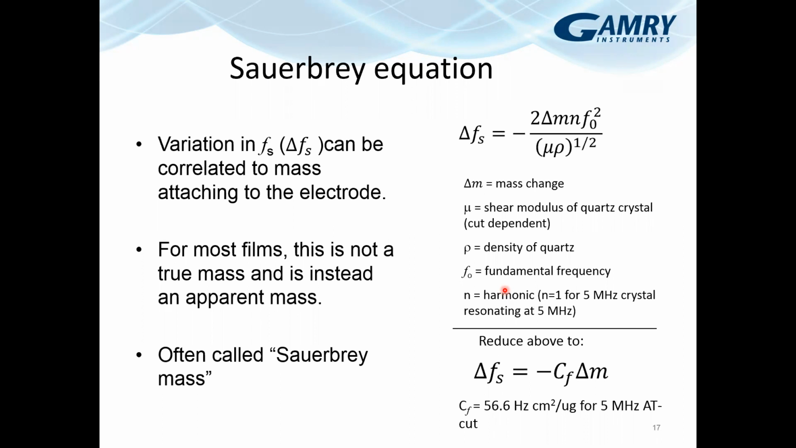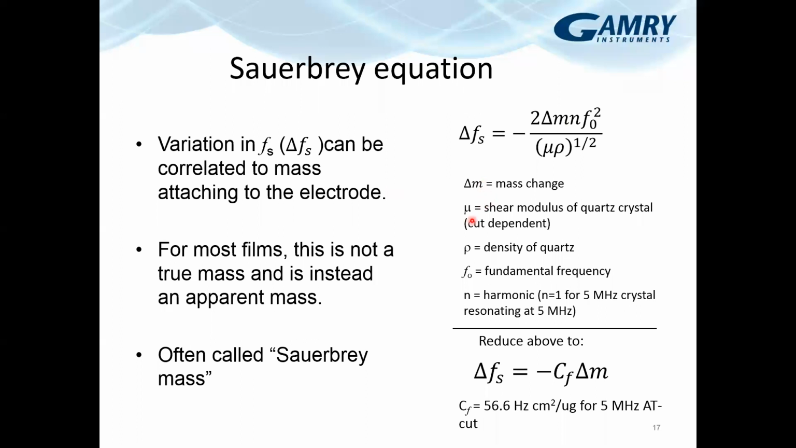It was realized by a guy a while ago. His last name was Sauerbrey, and what it's telling you is that the variation in frequency, the series frequency shift, what you measure with the QCM, this delta FS, is essentially going to be proportional to a bunch of constants and a mass change. So if you look at this list here, delta M is the mass change. So that's the mass of your film.